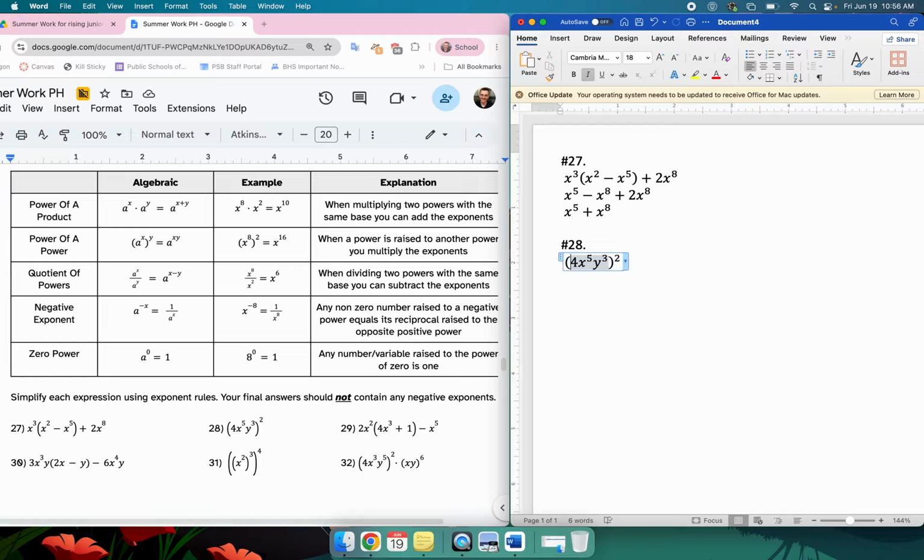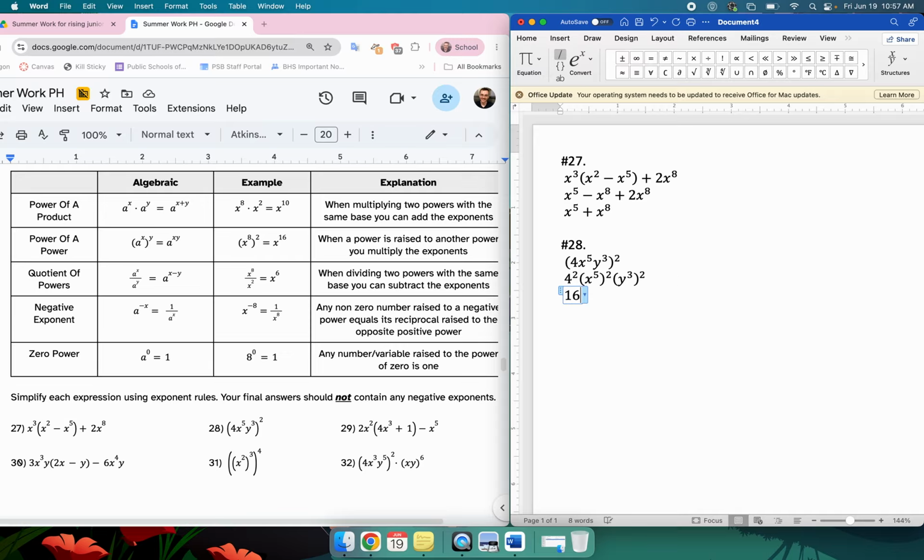What you have inside these parentheses is a bunch of stuff being multiplied: the 4 times the x to the 5th times the y to the 3rd, and all of those things are being squared, so you're going to distribute the square to each of those things. So 4 squared times x to the 5th squared times y to the 3rd squared. One thing that you should notice is the 4 gets squared as well. A lot of times students don't apply the exponent to the coefficient for some reason.